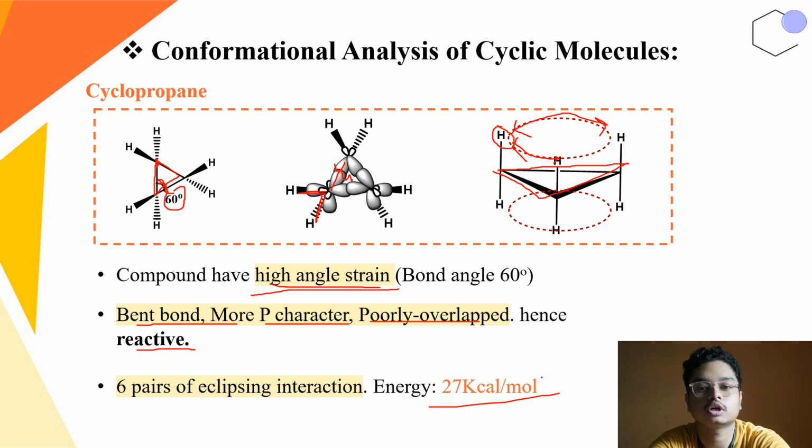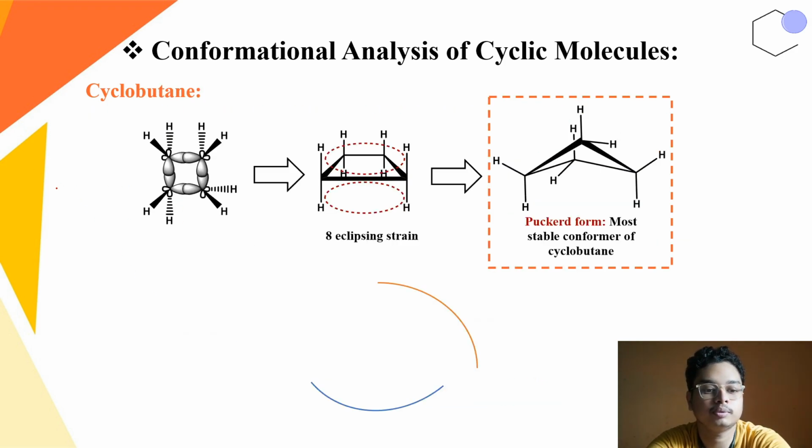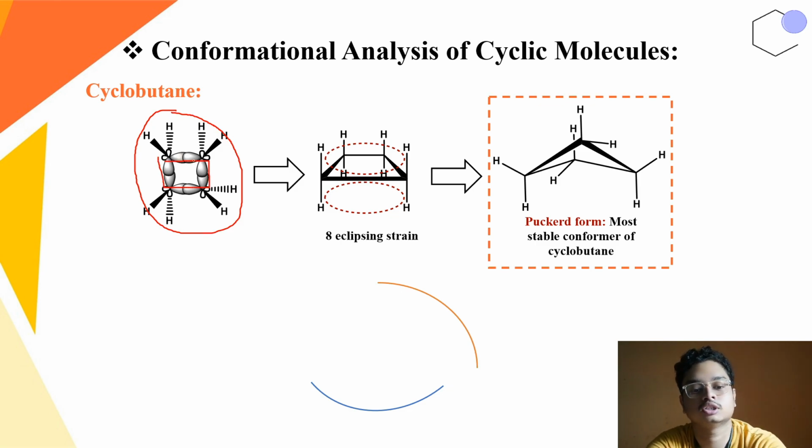Now let us talk about cyclobutane in brief. Cyclobutane, as you know, is a four-member carbon ring. It also contains heavy angle strain because this bond angle is 90 degrees, and the usual sp3 carbon bond angle is 109.28 degrees. Due to this sudden dip of the bond angle, it is also reactive, but not as reactive as cyclopropane, because here the angle strain is a little bit lesser than the cyclopropane moiety.